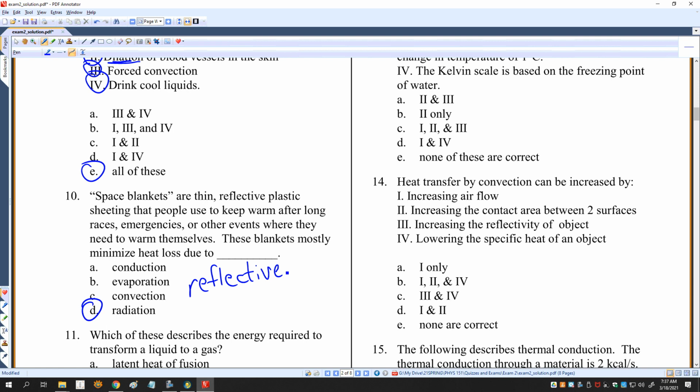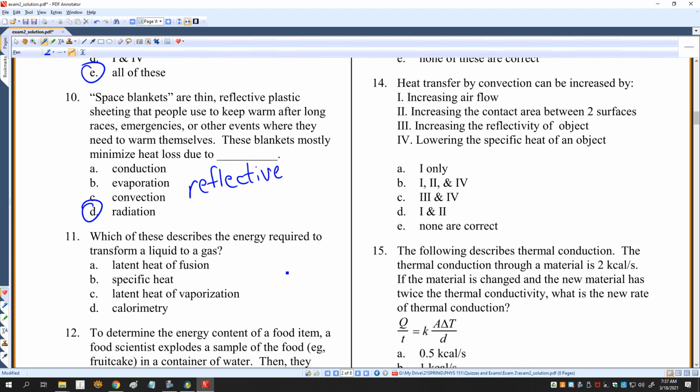So it'd be just as easy to make them black or blue or whatever you want, put your logo on it, but they make them reflective because it reflects the radiation coming off of your body, the infrared radiation coming off your body, back onto yourself.